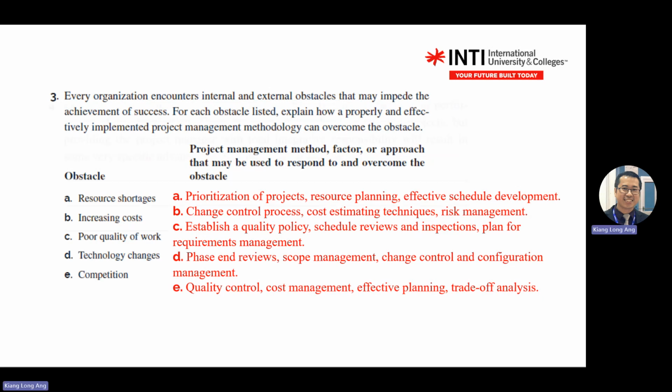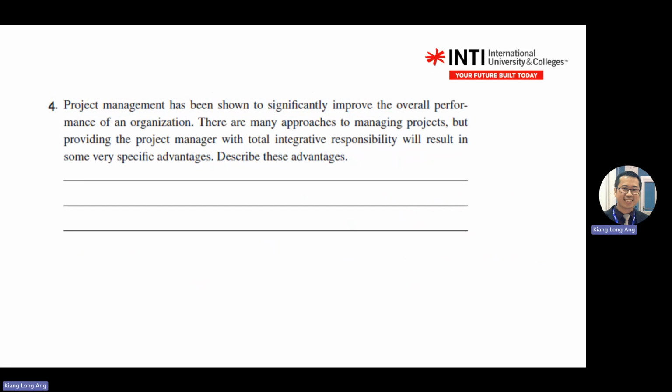Okay, number 4, cost management has been shown to significantly improve overall performance. There are many approaches, but providing the PM, project manager, with total integrative responsibility. So integration, still seeing in the chapter 2 question, will result in some very specific advantages. So what are the advantages?